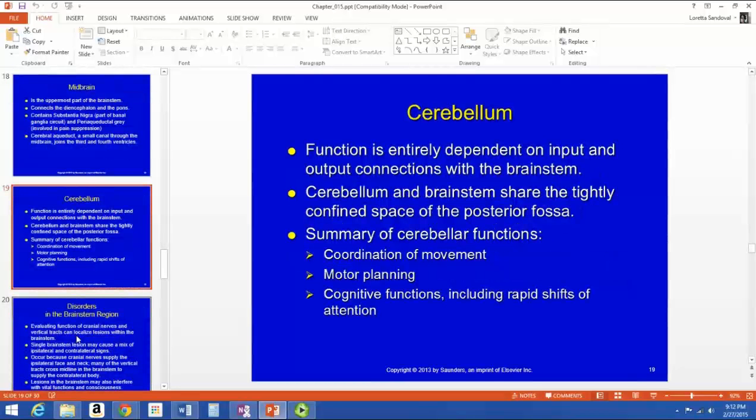So the cerebellum we talked about in chapter 11. Its function is entirely dependent on input and output connections with the brainstem. So the pons provides the connection to the cerebellum between the brain and the cerebral cortex. So the brainstem has a lot of importance for the cerebellum. And they share that tightly confined space of the posterior fossa of the cranium. So they're right there next to each other. We've talked about this before, and of course it was on the last exam. It's not going to be on the next exam, but just to summarize, the cerebellum coordinates movement, does motor planning, and it also coordinates cognitive functions, including rapid shifts of attention. So there's a lot going on in the cerebellum.